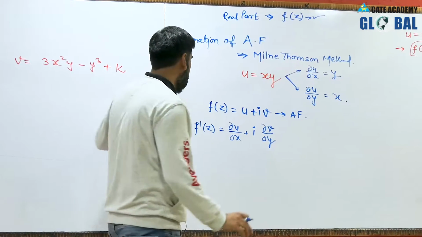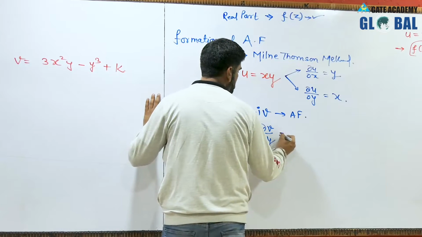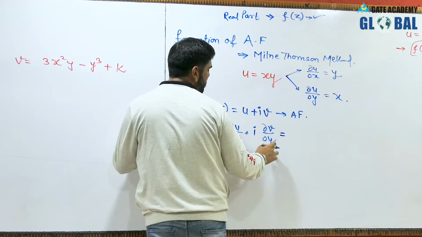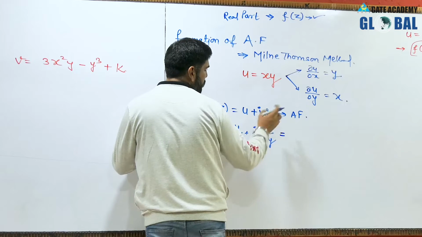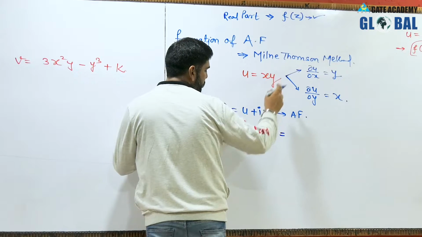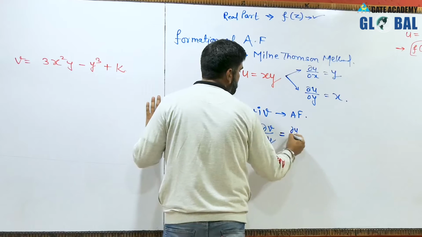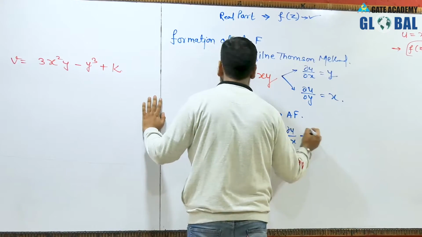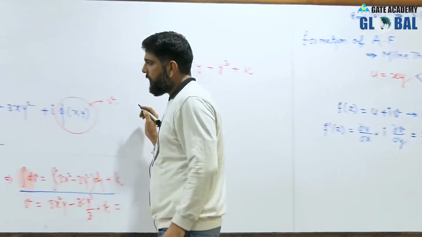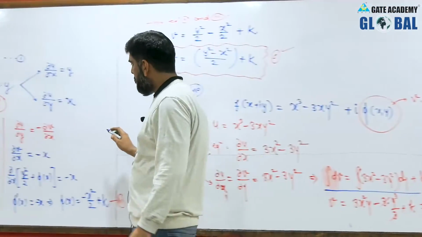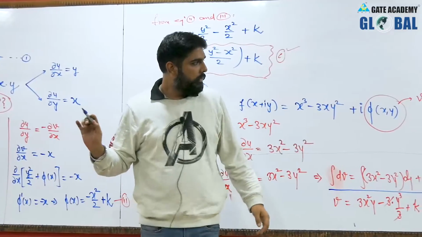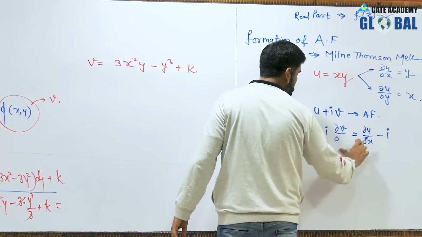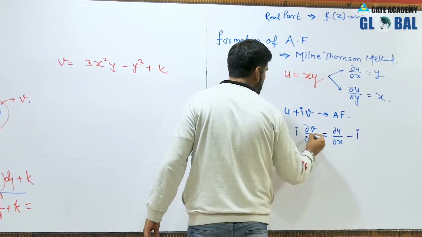So I am having here, we need to change this del v by del y, because we are only having the form of u. So I am having del u by del x, there is no problem with it, and del v by del y is nothing but... oh no, here is a big mistake. It is with respect to x. So it is del v by del x.